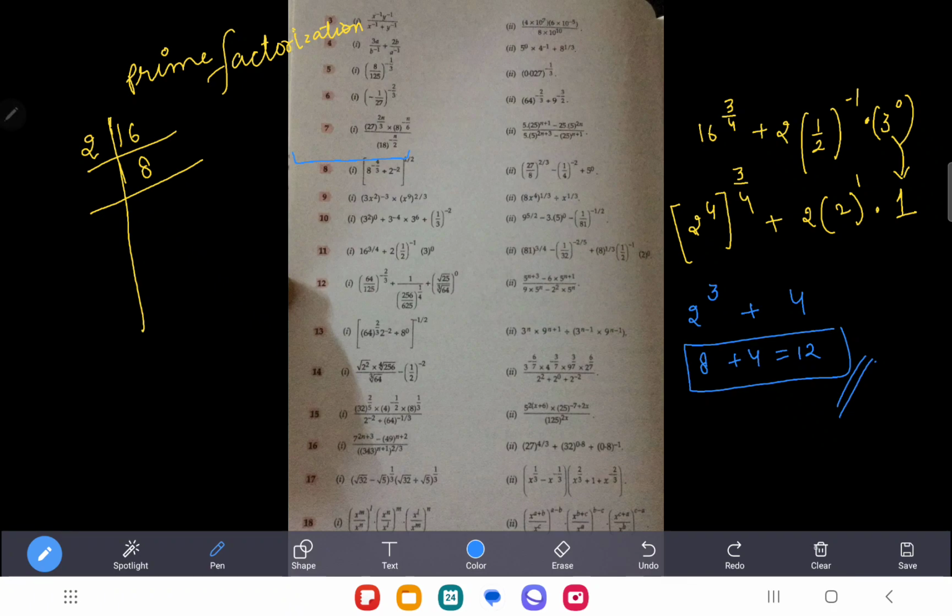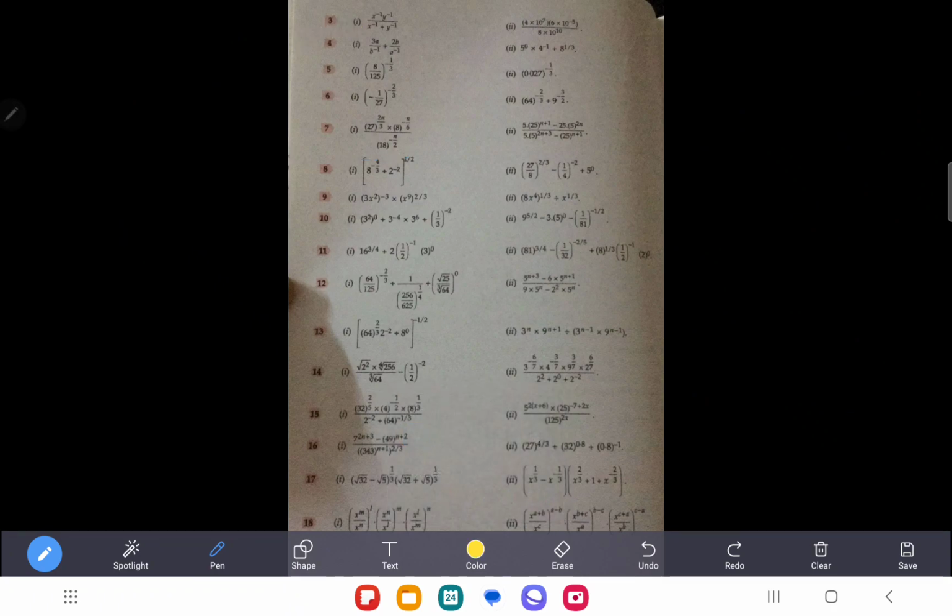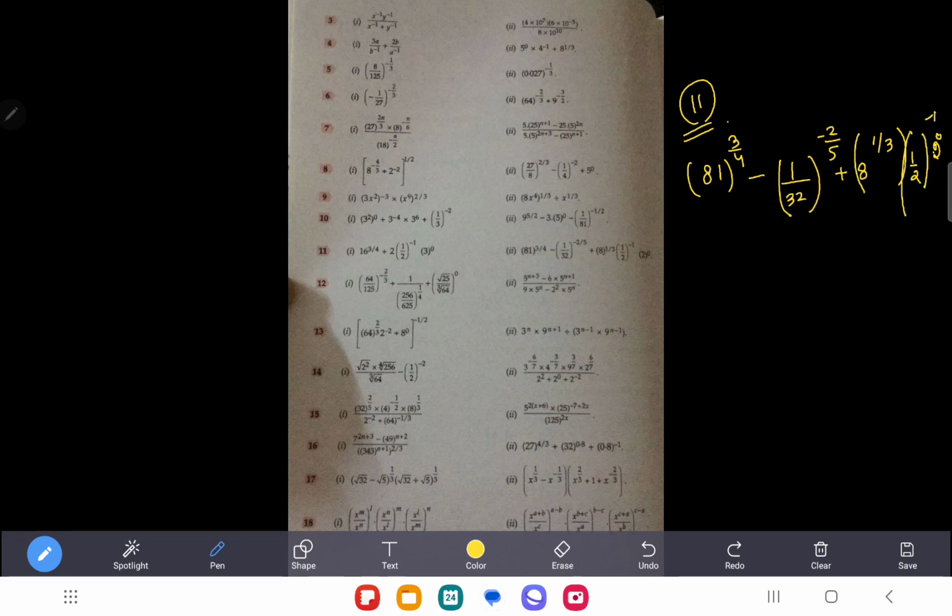Okay. Next question. So here we have done the 11th question as well. Now have a look at this question. 11th question, second part. How would you do this? Let me quickly write it down. 81 raised to power 3 over 4 minus 1 over 32 raised to power minus 2 over 5 plus 8 raised to power 1 over 3 into 1 by 2 raised to power minus 1 into 2 raised to power 0.